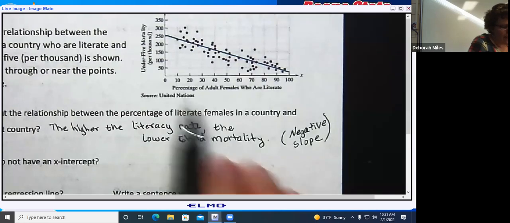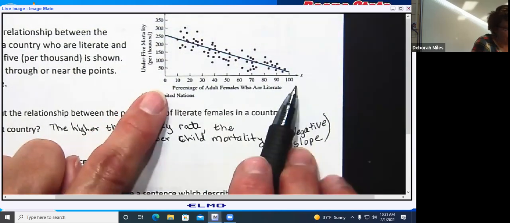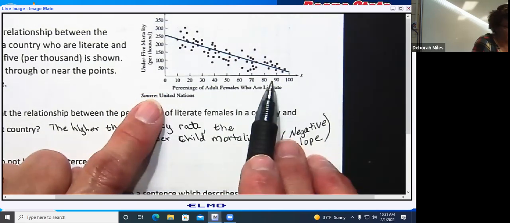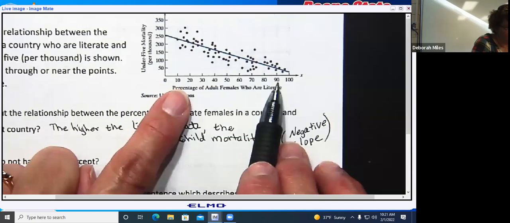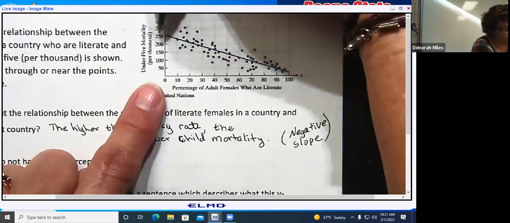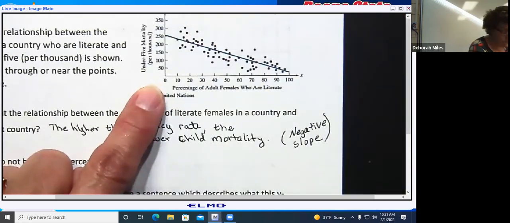As you read this graph, going from left to right on the horizontal axis, that's percent of literate females in the country. That's going up. But the y-axis is number of deaths per 1,000, and that's going down.